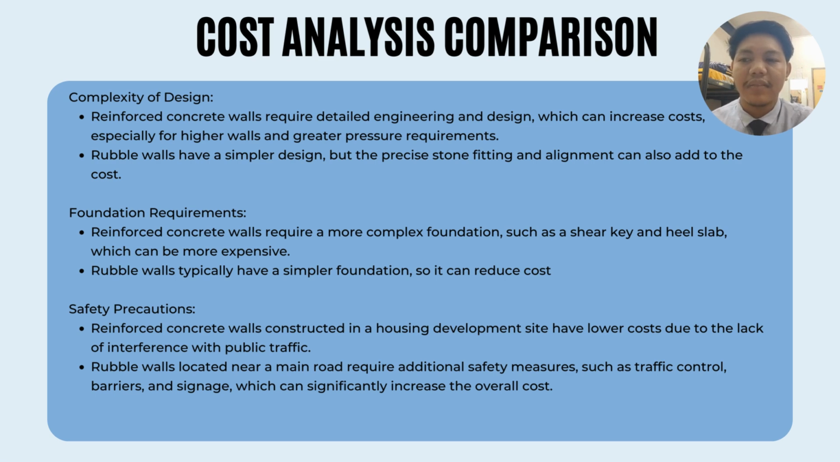Lastly is safety precaution. Reinforced concrete wall constructed in a housing development site has a lower cost due to the lack of interference with public traffic. While for rubble wall, they are located at the main road, so they need extra precaution like traffic control, barrier, and signage, which can increase cost.